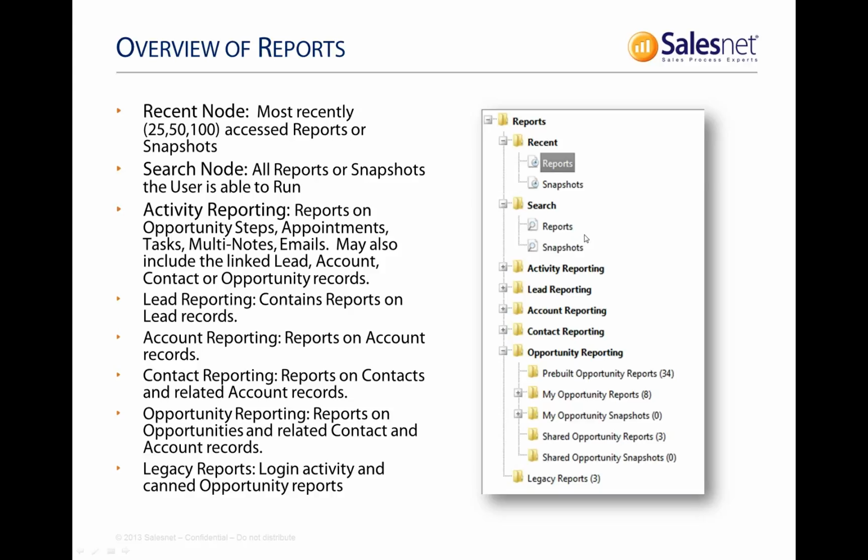And our nodes at the top, Recent and Search, you'll see those types of nodes at the top of almost any tree, when you look at Document Library, Communicate, and Reports. And this basically tells you the last 25, 50, 100 reports you touched, as well as a search node that lets you search across all the reports in the system that you have access to.